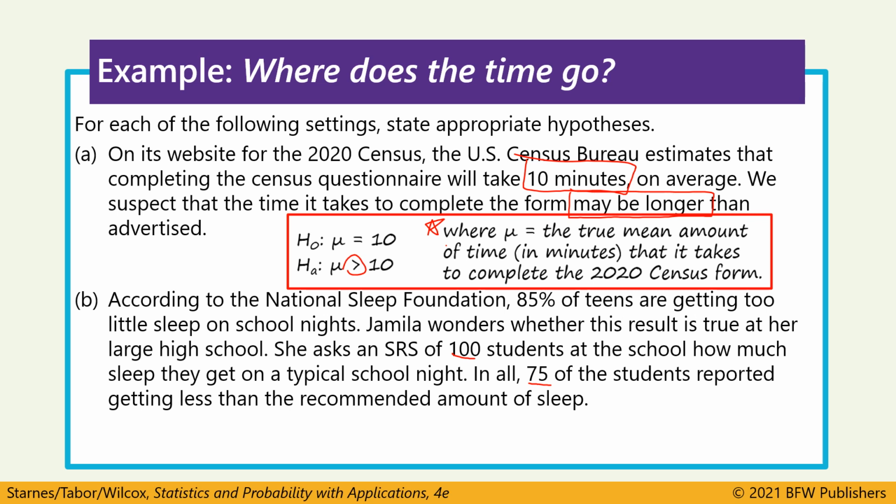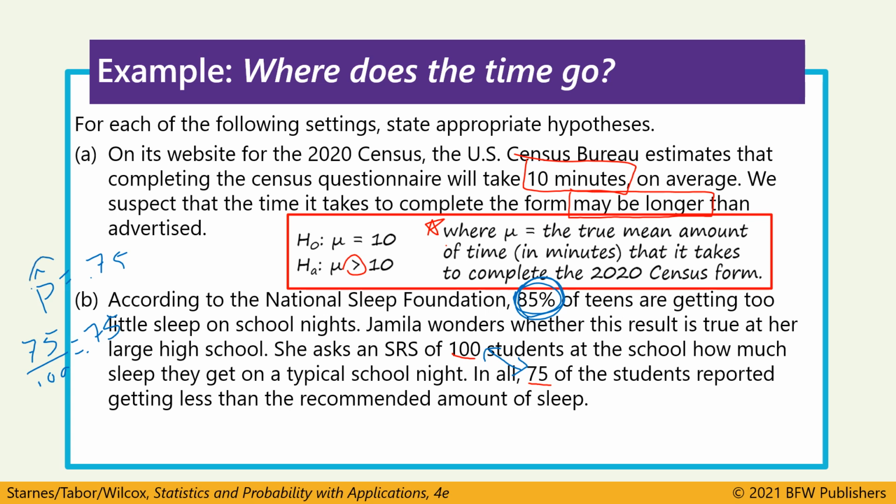Jamila wonders whether this is true at her high school, so she takes a sample of 100 students and finds that 75 out of the 100 report getting less than the recommended amount of sleep. Now, I want to point out that there's two values here. The first is this 85%, and the second is our sample result, 75 out of 100, which would be 75%. This 75% is a p-hat. It's the result of a sample. This 85% is about the whole population. Our parameters are always about the population.